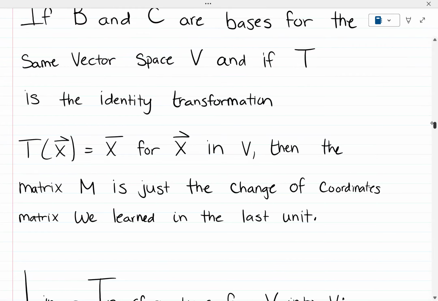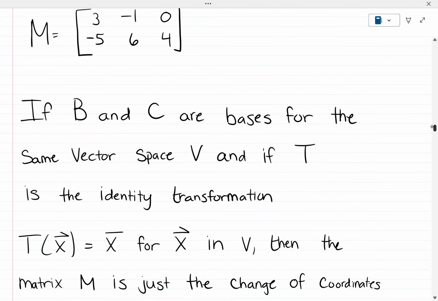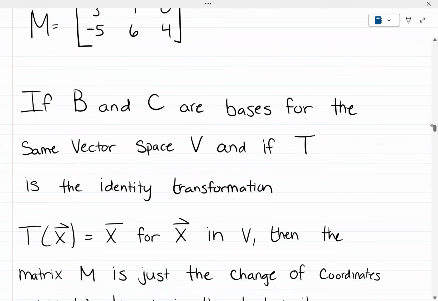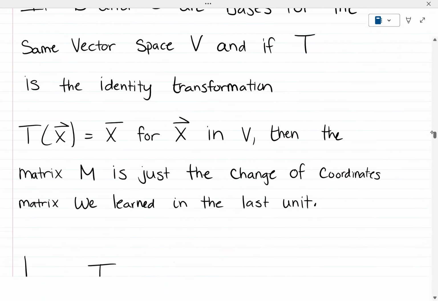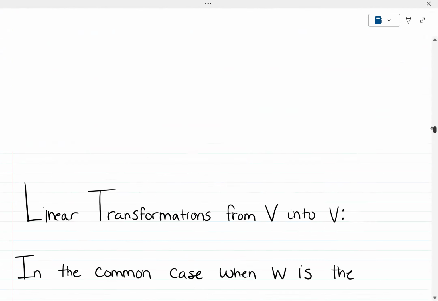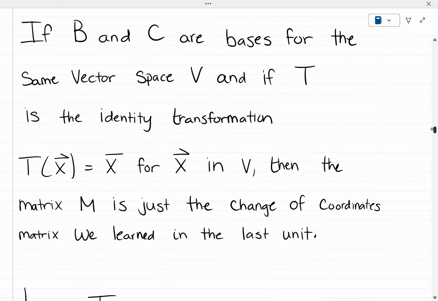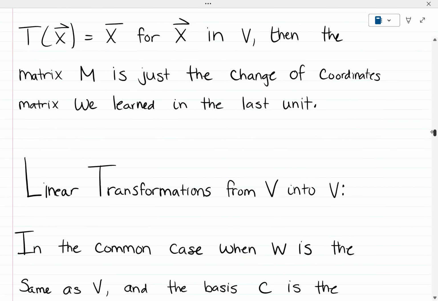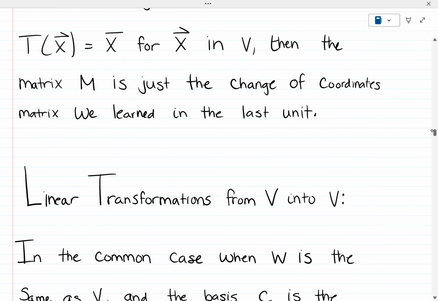Okay, let's do the next one. If B and C are bases for the same vector space V, and if T is the identity transformation, T of X equals vector X for vector X in V, then the matrix M is just a change of coordinates matrix we've learned in the last unit. So linear transformation from V into V. Okay, so now let's talk about linear transformation from V into V.